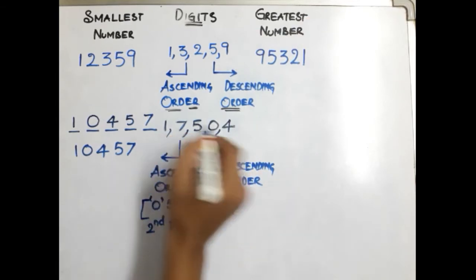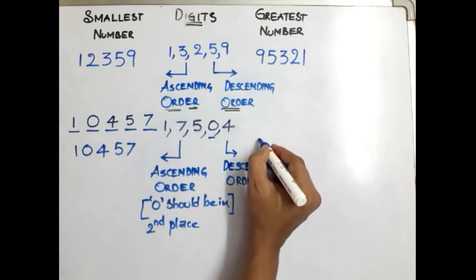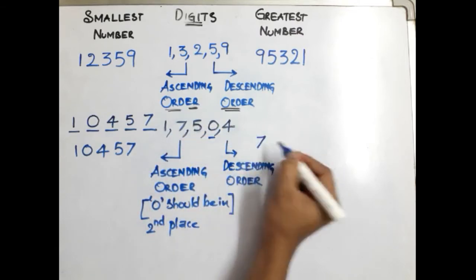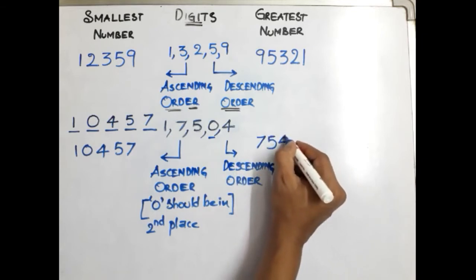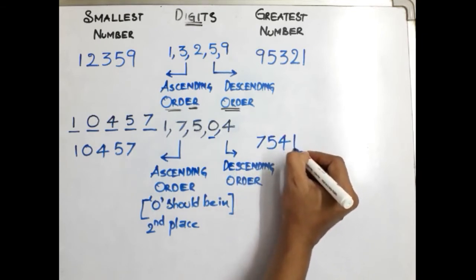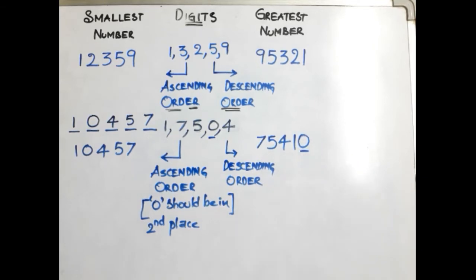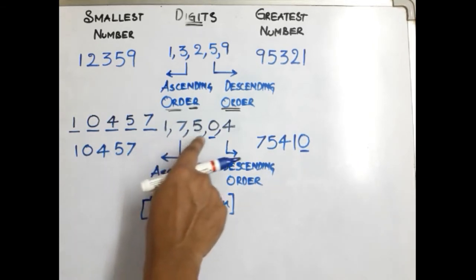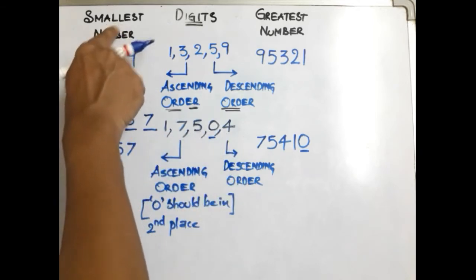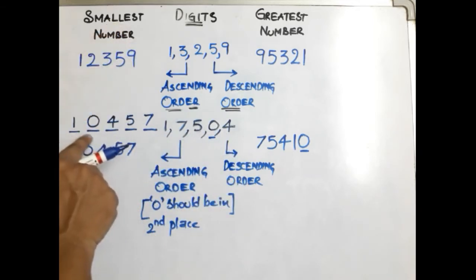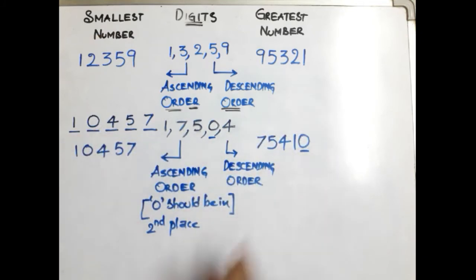So start writing 17504, in which what is the first biggest? 7, next biggest 5, and next biggest 4, and next biggest 1, and lastly 0. If you observe, 0 comes to the last. Okay, when 0 is there in the given digits, for smallest number it will come to the second from the left, whereas for the greatest number anyway it comes to the last.